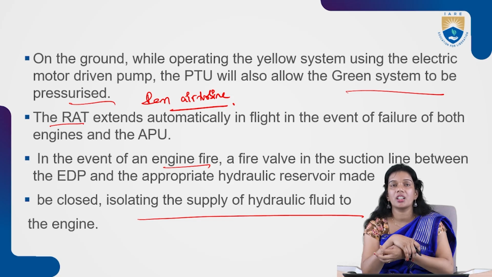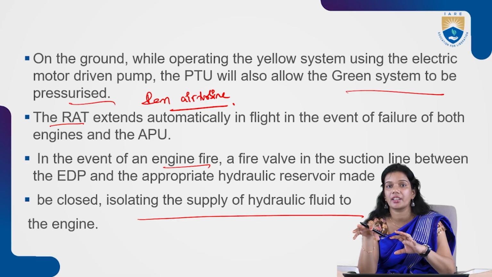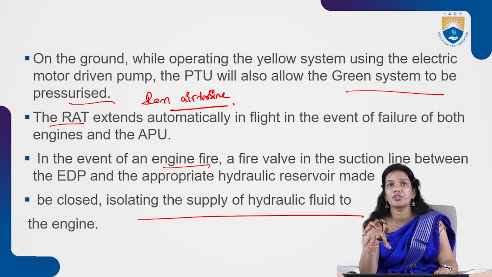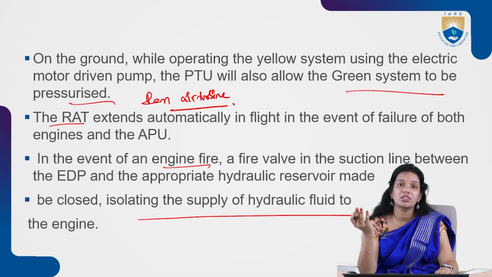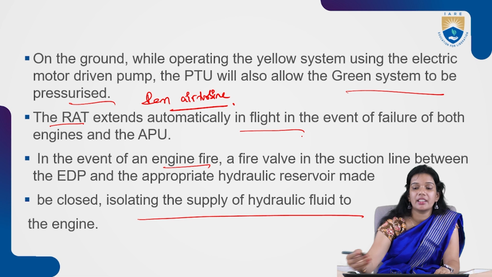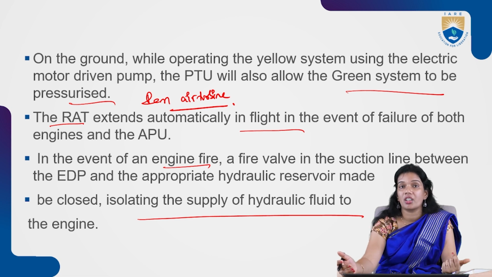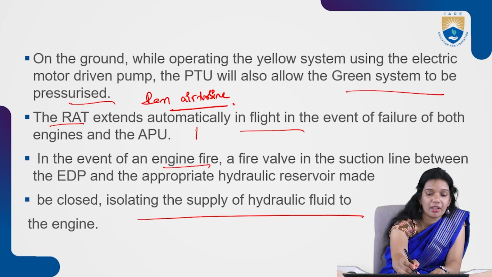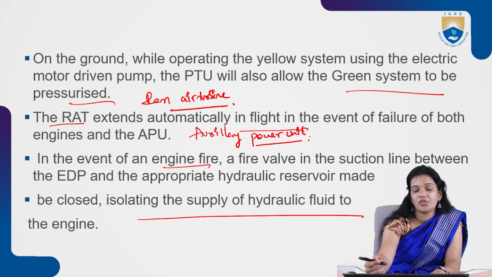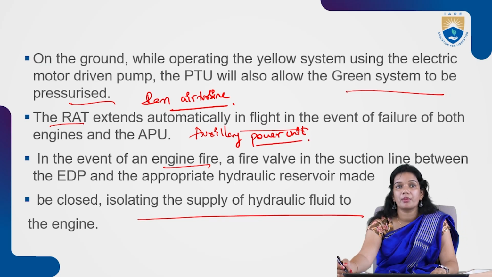So that means when you are still on the ground, when the yellow system is operating electrically, you have something called a power transfer unit. This power transfer unit also allows the green system to be pressurized. Then you also have something called the RAT. The RAT extends automatically in flight when APUs are not working. Now, what are these APUs? APUs are auxiliary power units. So when auxiliary power units are not working, the RAT comes into the picture, right?